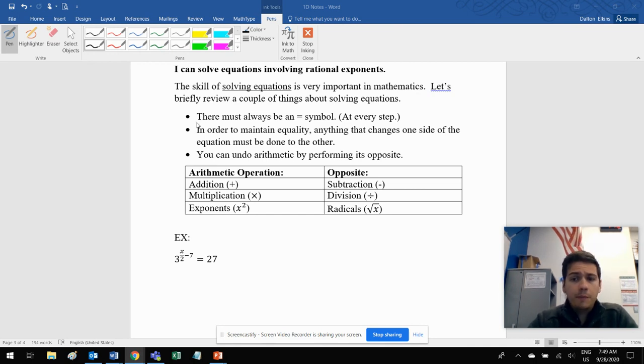Here are some tips: there must always be an equal symbol at every single step you're solving. In order to maintain equality, anything that changes one side of the equation must be done to the other. On the two different sides of the equals, if you do something to one side, you have to do something to the other side too. That's the nature of equality.